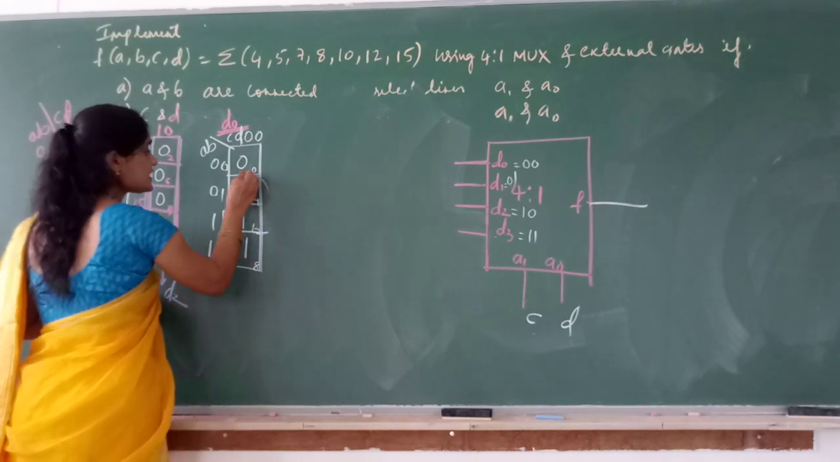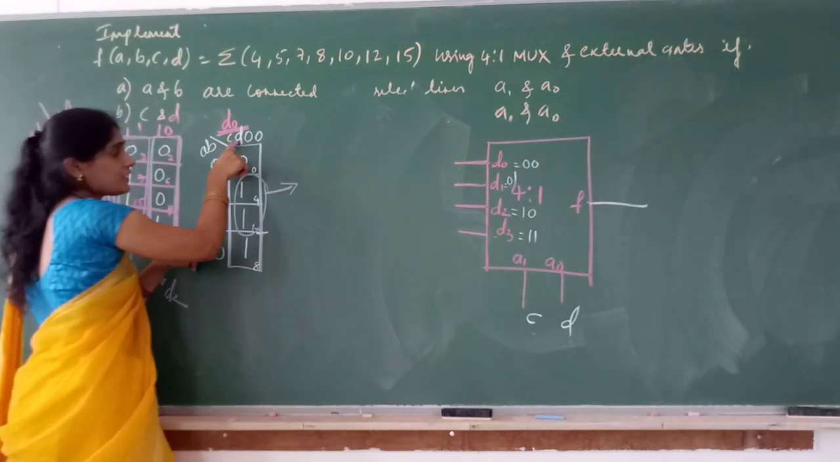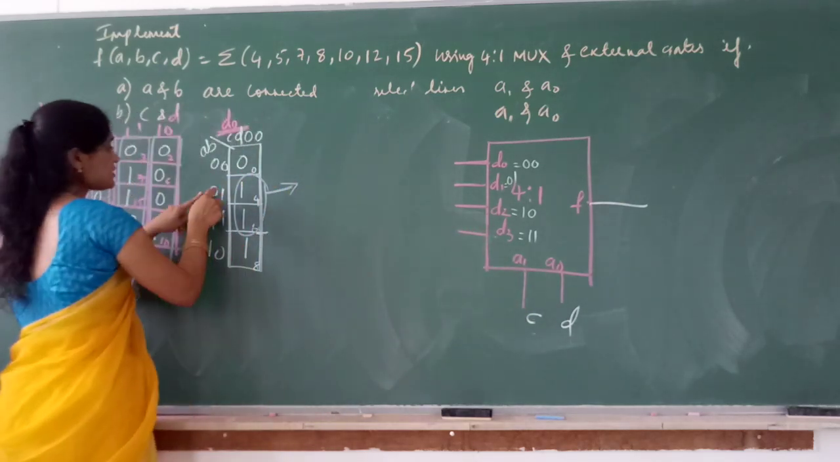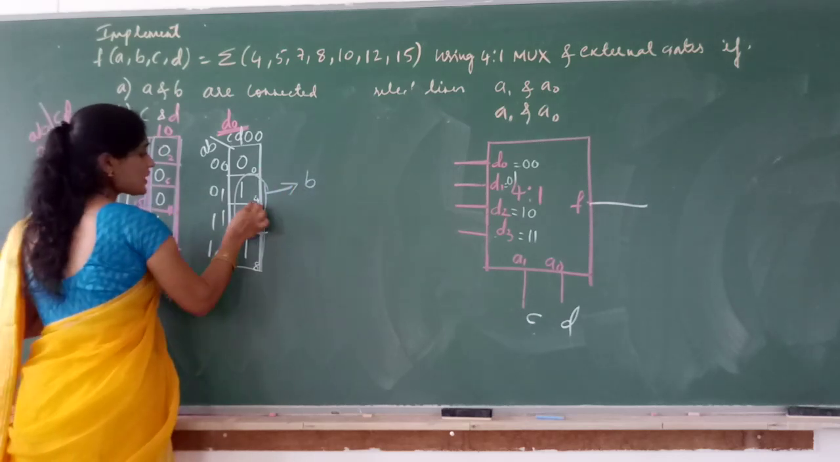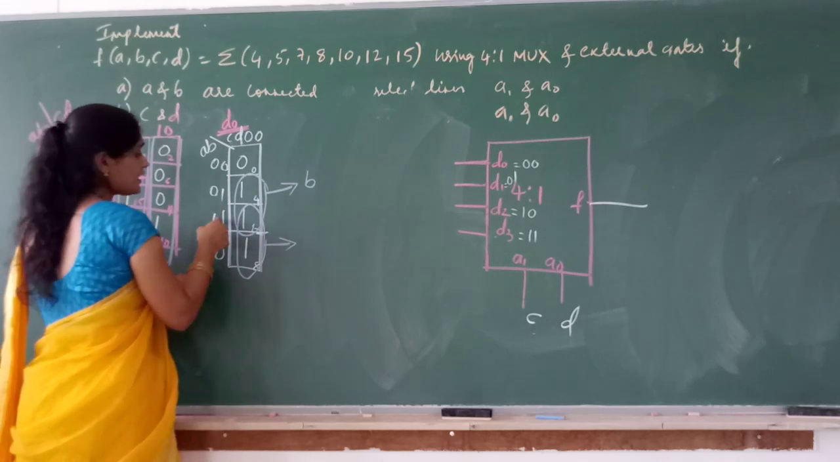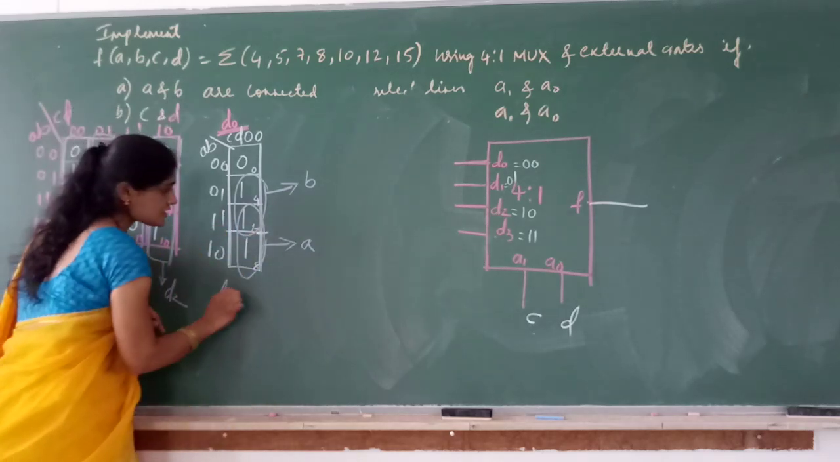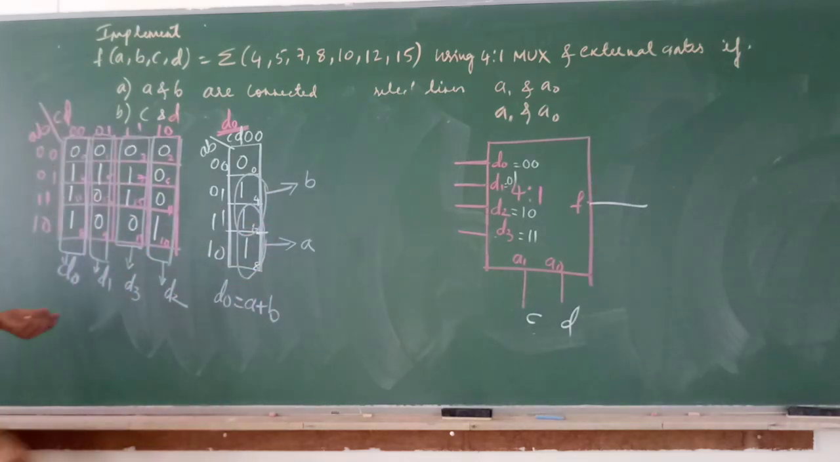4 and 12 are adjacent. So if you group 4 and 12, don't take CD. Don't include CD in the equation, as we are already giving CD in the multiplexer. So A is cancelled, it is B. Similarly, 12 and 8 are adjacent. B is cancelled, so it is A. So what is D0? D0 is equal to A plus B.